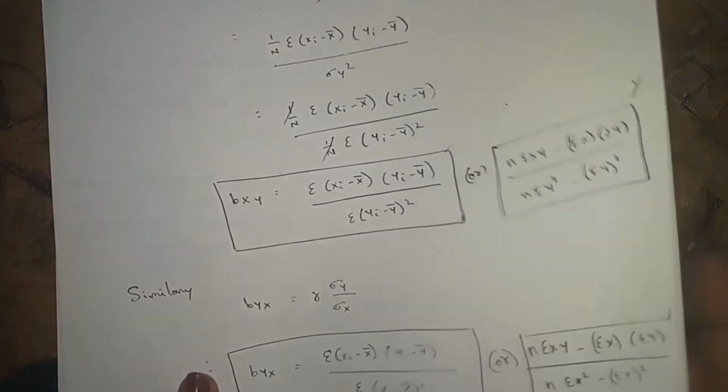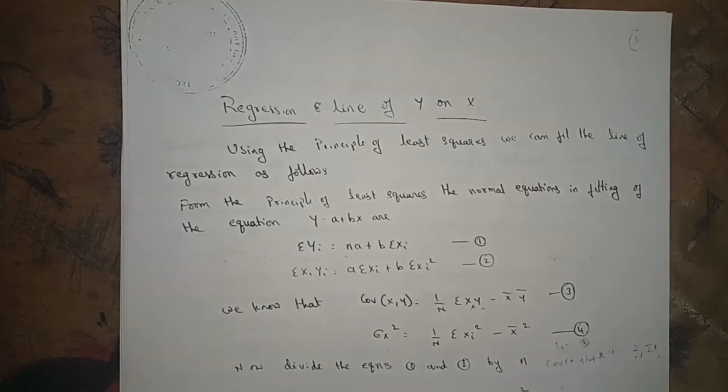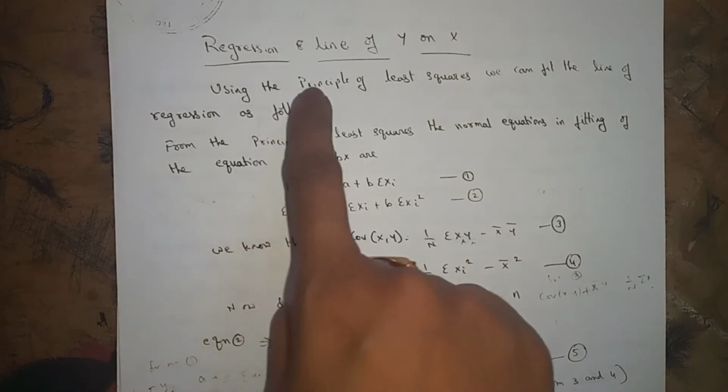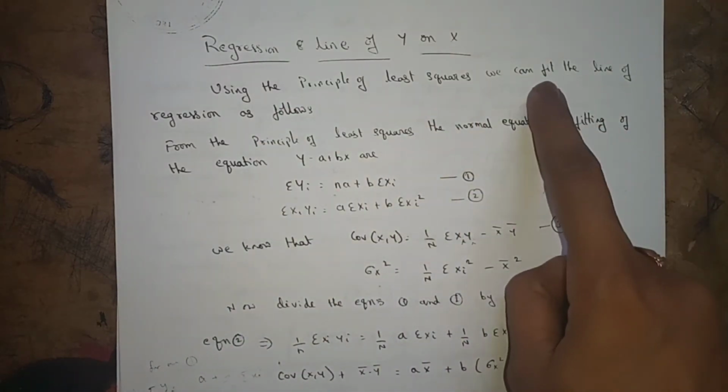Bxy and byx. Regression line of y on x. This is also derived using the principle of least squares. You can go through it once. Regression line y on x, x on y. Using the principle of least squares, we can derive this line of regression as follows. In this manner, these are the formulas of a straight line from the principle of least squares. Using this formula, we can derive.